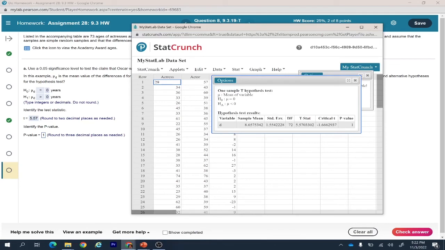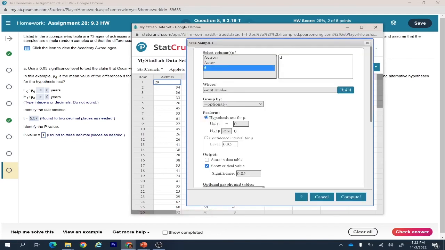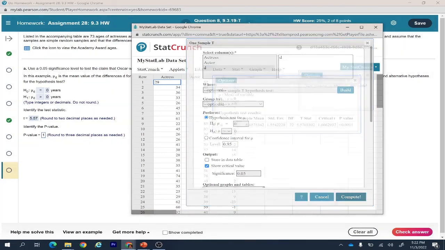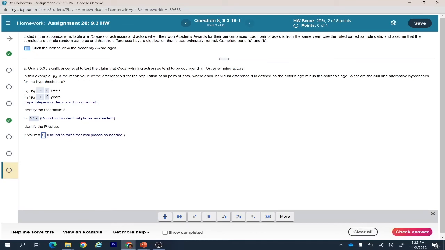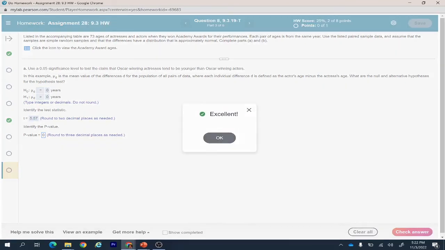So the p-value is 1. Did I do something wrong? It says round to 3 decimal places as needed. Okay, let me double check it. Oh, look at here. This alternative hypothesis should be greater than 0, not less than 0. So let me just fix it. It's supposed to be greater than 0, and I mistakenly chose less than 0. So for this, the p-value is less than 0.001. If you round it to 3 decimal places, it would be 0. Now let's check it. Excellent.